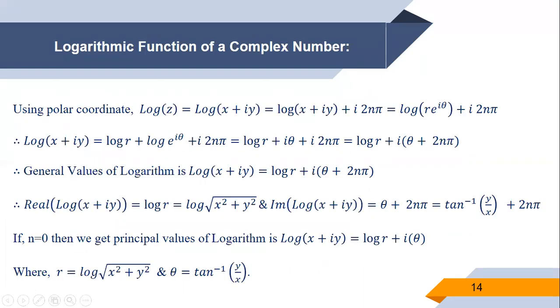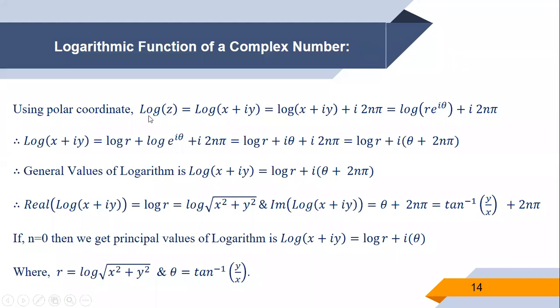Now next, the logarithm function of a complex number. First we discussed how to convert a polynomial into a real part and imaginary part. Second, how to convert an exponential function into a real part and imaginary part. In a previous slide, we discussed how to convert a trigonometric function into a real part and imaginary part. Now, how to convert a logarithm function of a complex number into a real part and imaginary part.